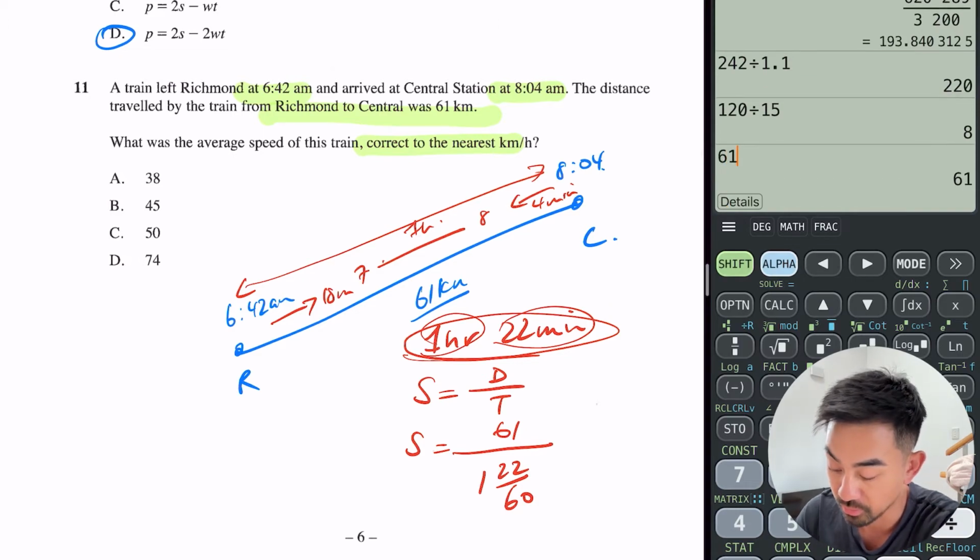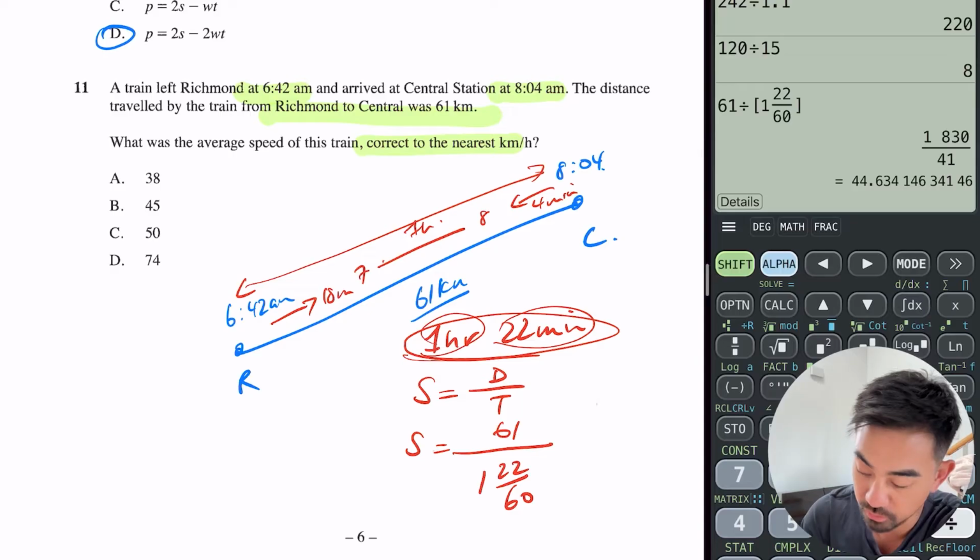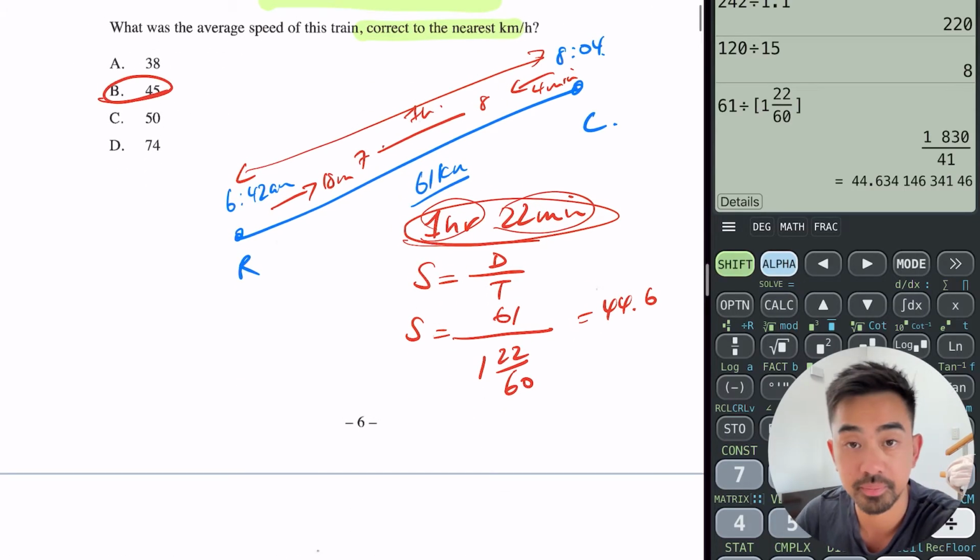So 61 divided by 1 and 22 over 60. So it should be 44.6. So 45.